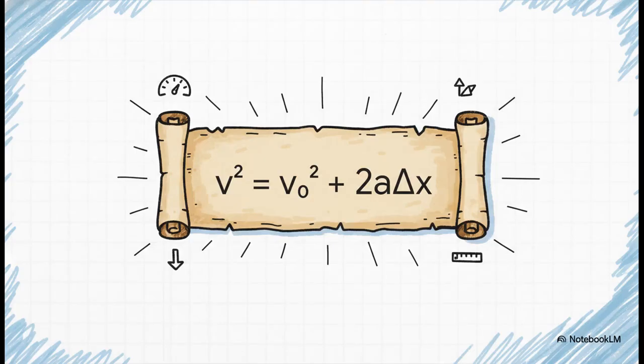And here it is in all its glory. v squared equals v naught squared plus 2a delta x. Now, I know it might look a little intense at first, but trust me, after today, this equation is going to be your new best friend.